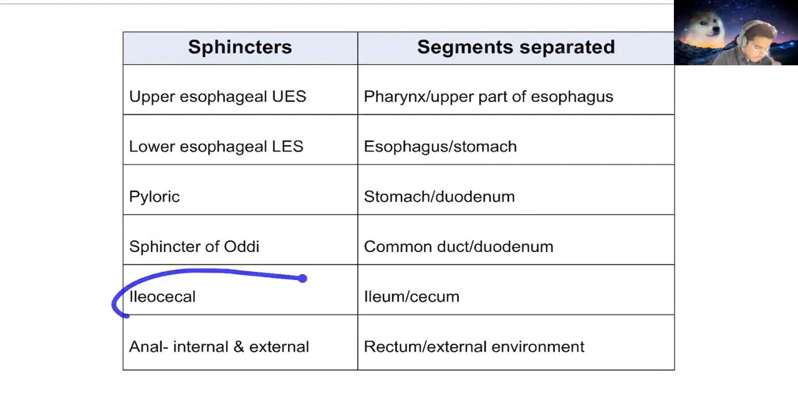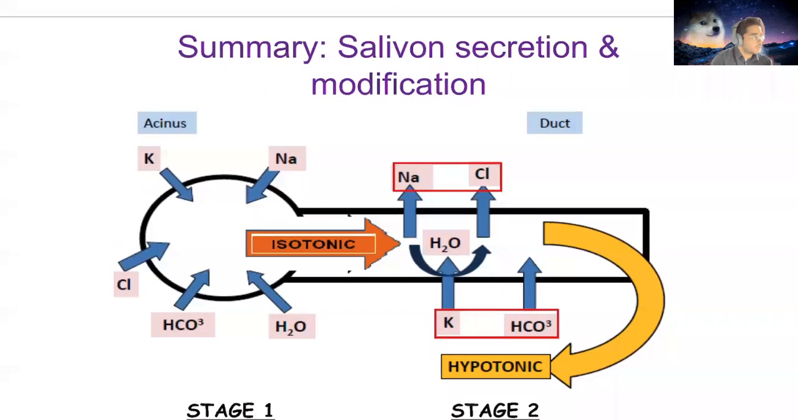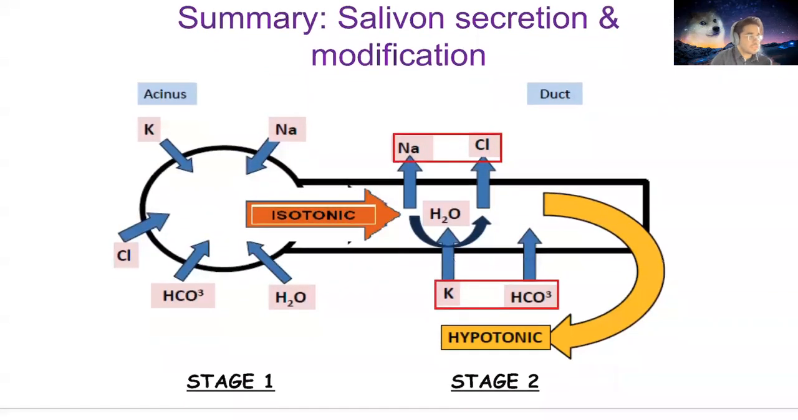Okay, ileocecal, they will ask you in terms of absorption, and I'm going to cover that in a bit. And then, of course, anal canal, it's going to have internal, external, right? There is the somatic innervation, and then there's, of course, more of the autonomic components that are involved with that region. Okay, now a quick summary of salivation and how it works.